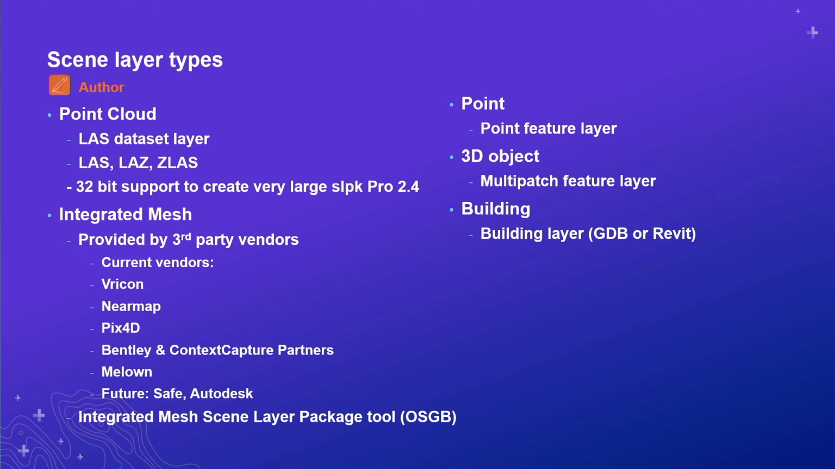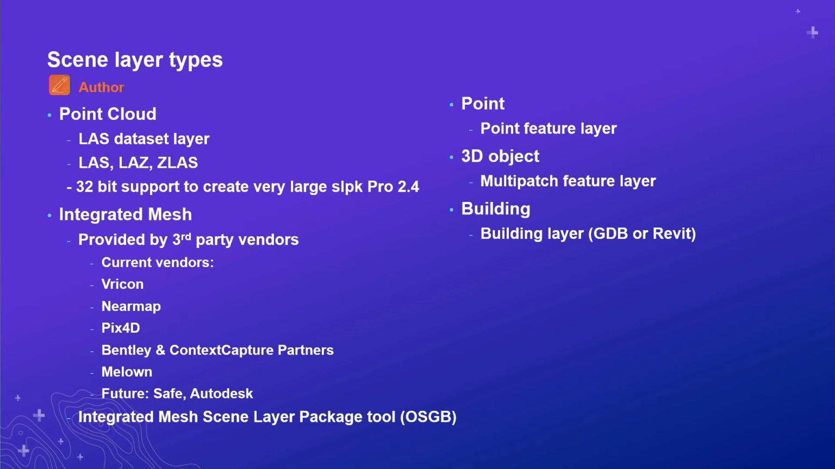Integrated meshes are often created by third-party vendors, but you can also use the Create Integrated Mesh Scene Layer Package tool to create an integrated mesh scene layer from OSGB. You can create a scene layer from multipatch as 3D object scene layer or point feature class as point scene layer. Depending on the way you share them, as a scene layer, you can create a scene layer with an associated feature layer. This gives you additional capabilities like editing or search on the web viewer.